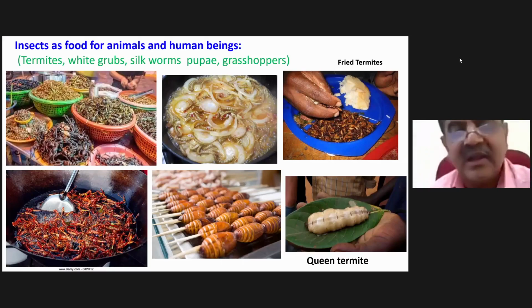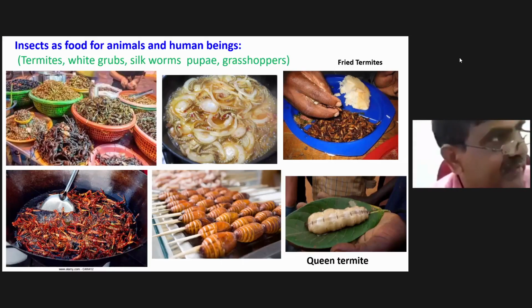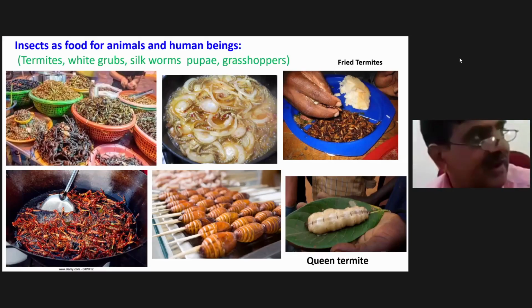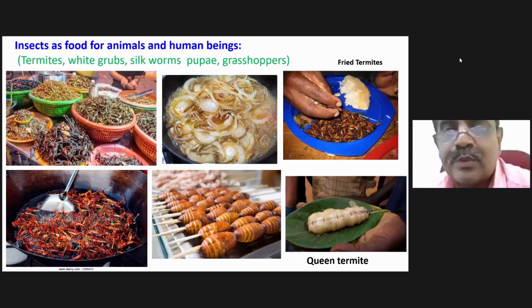Today, the mutton cost is around 800 rupees. The chicken cost is around 200 rupees, which is costly. For poor people, insects can be used as an alternate source of protein.